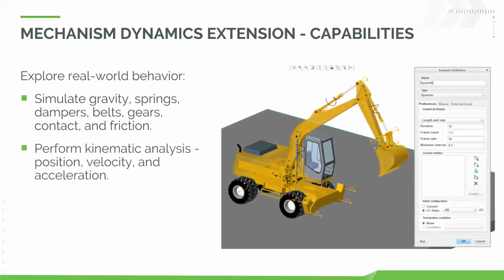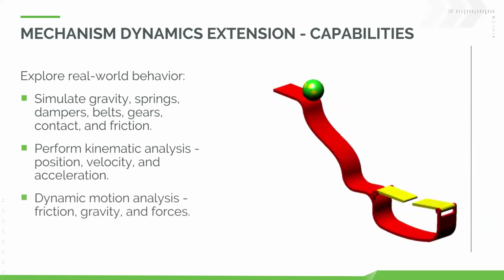You can run kinematic analysis, looking at position, velocity, acceleration of the parts that you have, dynamic motion analysis as well, adding in components like friction, gravity, forces. It could be a really simple design, but when you're adding in those motions, it could get really complex. You have to take into account the force of gravity. If you have, let's say, springs on the arms, like what we have on the screen right now, you have to take into account that. If you have friction of the ball as it rolls over, it could get pretty complex the more you add motion to it, and you're able to understand and calculate for that with Mechanism Dynamics Extension.